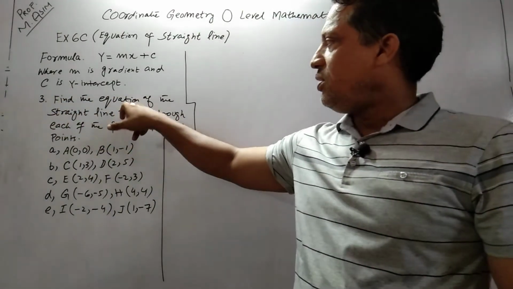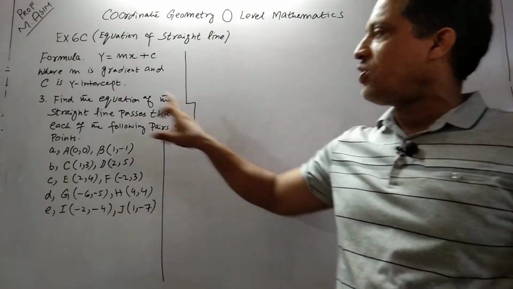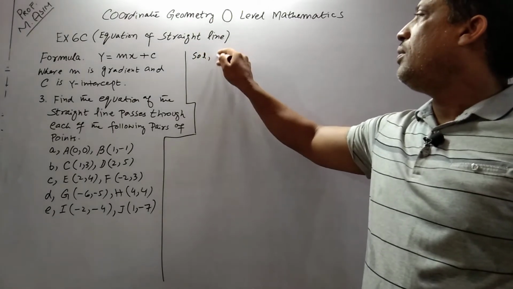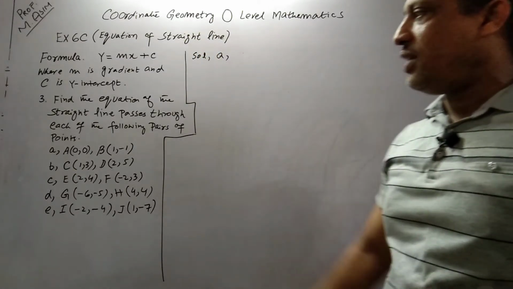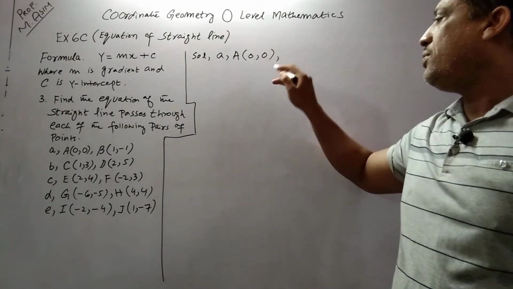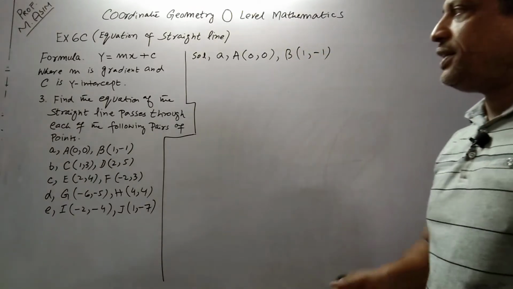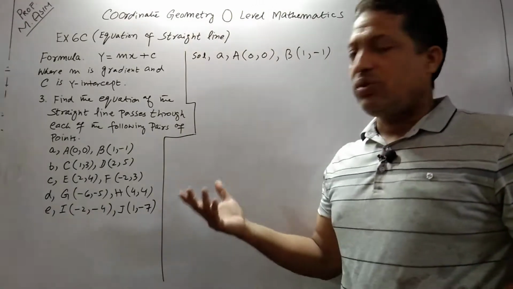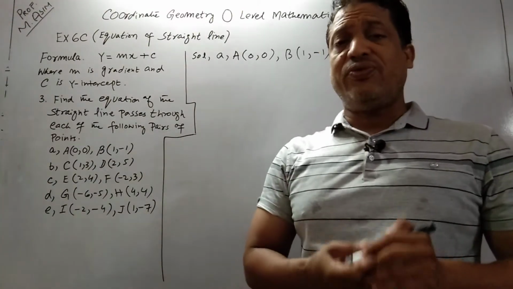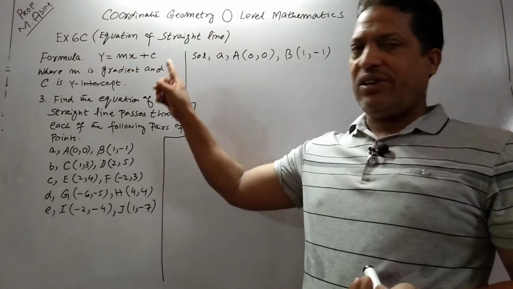Find the equation of the straight line that passes through each of the following pairs of points. Part A. Part A of question number 3 is A(0, 0), B(1, -1). So students, whenever we are asked to find the equation of a straight line, it means we have to find two things: one is the gradient and the second is the y-intercept.